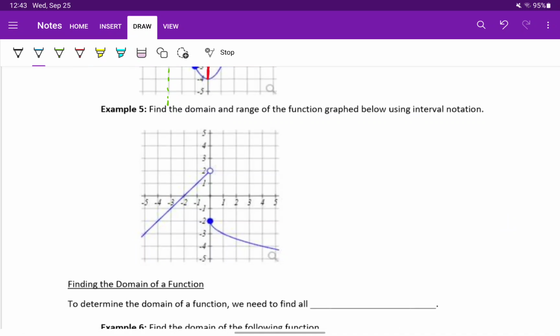In example 5, we have what's referred to as a piecewise defined function. Meaning our function has a different definition over different domains, which is why we see two different pieces of a graph with a jump or a break in the middle there at x equals 0.